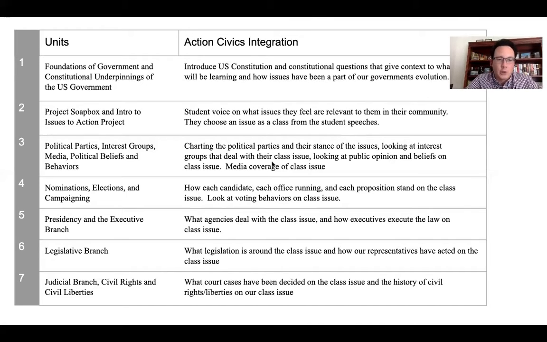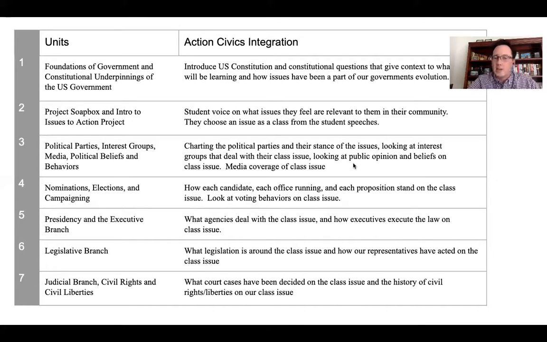So one of the things I do in my unit 3 is I chart the political parties and their stance on that issue. We look at interest groups that deal with that class issue. We look at public opinion around that issue and beliefs in that class issue. And then we look at media coverage of that class issue. So instead of focusing on every issue that's out there, we choose that one issue and I thread that one issue throughout my course.